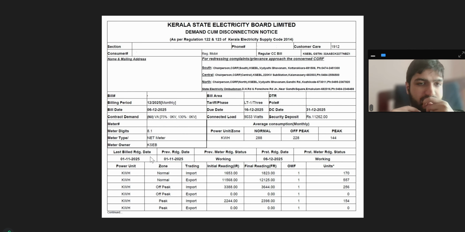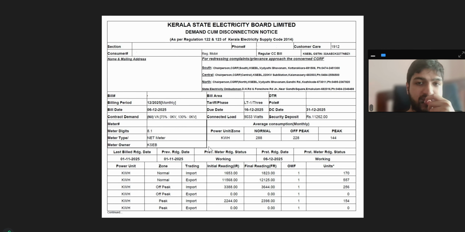If it was before you became a solar prosumer, it would have been a normal meter, but right now it's a net meter because there's import as well as export to the electric utility. The meter owner is KSEB. Now, the net meter can be purchased by yourself as a consumer, or you can take the meter provided by KSEB. So here the meter is provided by KSEB, so the meter owner is KSEB, and this is always preferred because they will take care of any damages that might occur.